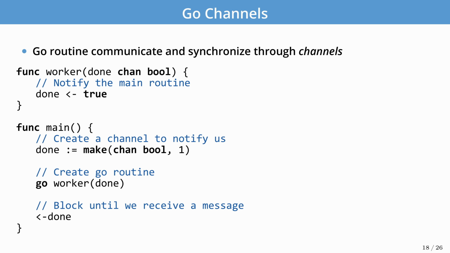So I can create a channel. I can then spawn a Go routine using this nice syntax that they've introduced, where I can just say go worker. And then I can wait for that Go routine to complete by using arrow done to wait for a result coming out of the done channel. The worker thread, once it's done some computation, can then return a value through the done channel to notify the main thread that it's completed.